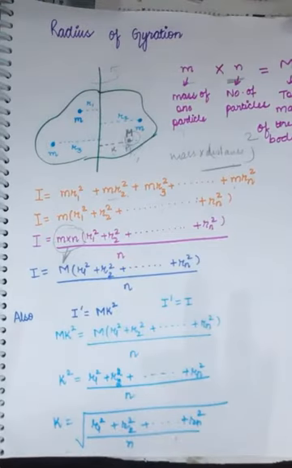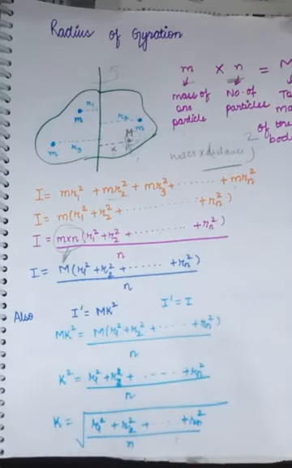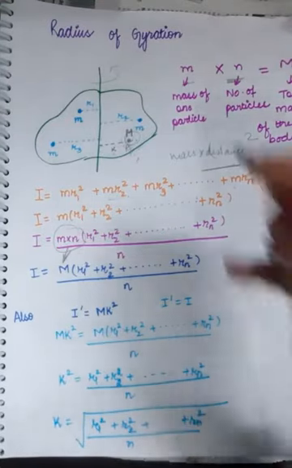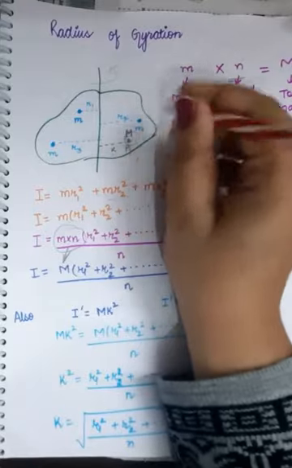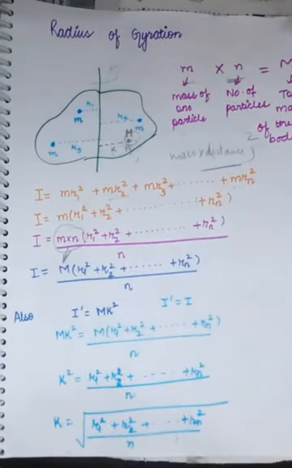So radius of gyration is the distance of that point from the axis such that the moment of inertia calculated around that point only is equal to the moment of inertia of the entire body, right? So that's radius of gyration.